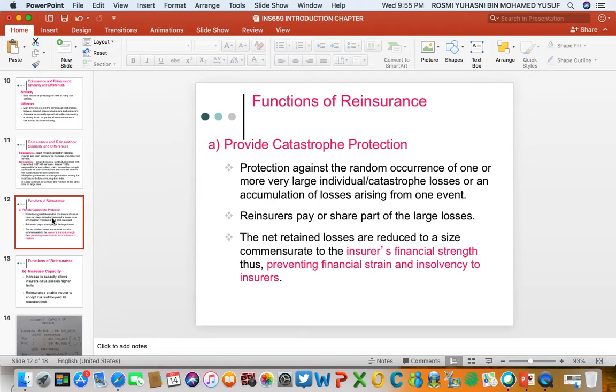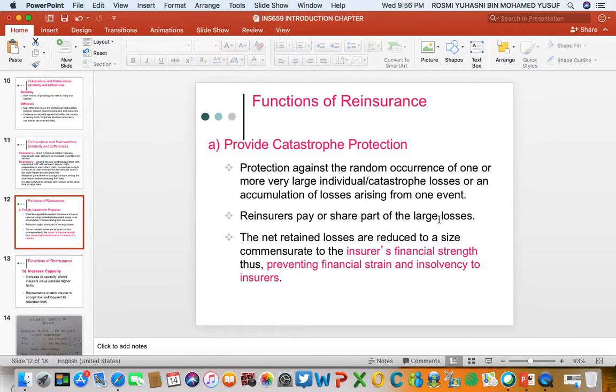So protection is provided by the reinsurer against random occurrence of one or more very large individual losses or very large catastrophic losses, or it can be a result of accumulation of losses arising from one event. Okay, from one event, for example, the event of flood. Flood might cause accumulation of claims. From one event, the result is, for example, 100 claims. So this situation is labeled as catastrophic loss. So protection is needed from the reinsurer when it comes to this type of losses.